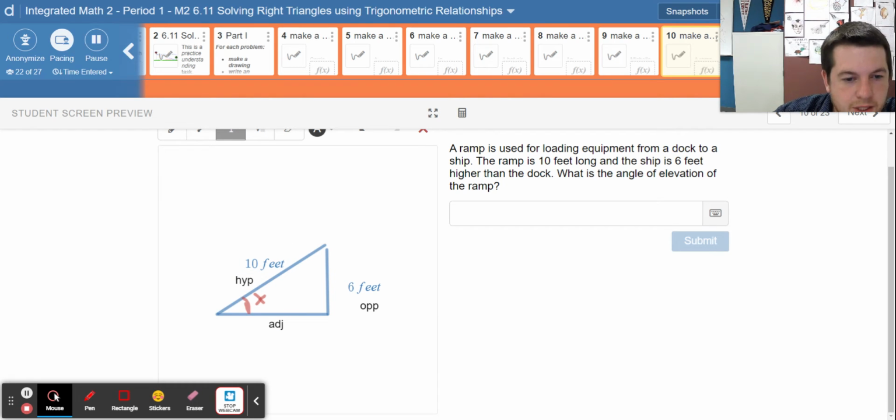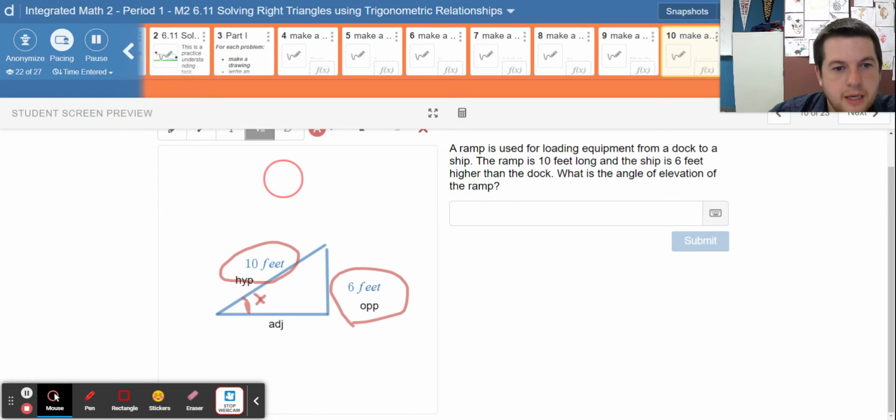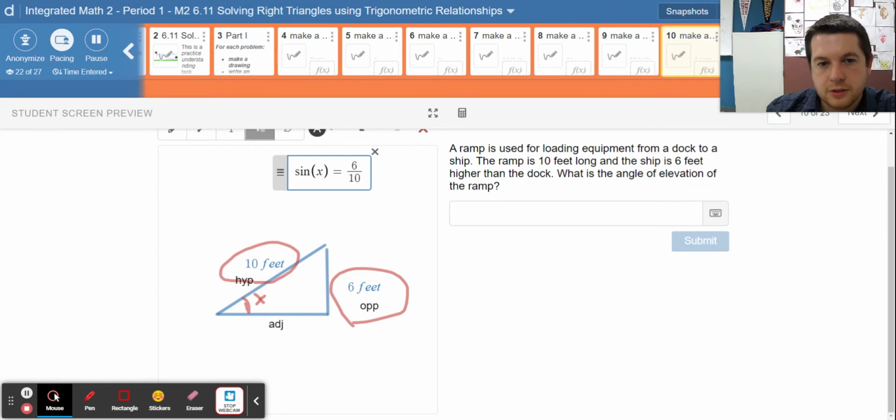Now, to calculate this missing angle measure, we want to use the two sides that we know the length of. We know this is 6, and we know this is 10. So that's the opposite and the hypotenuse. So what that means, I know that the sine of x is going to be equal to the opposite divided by the hypotenuse.